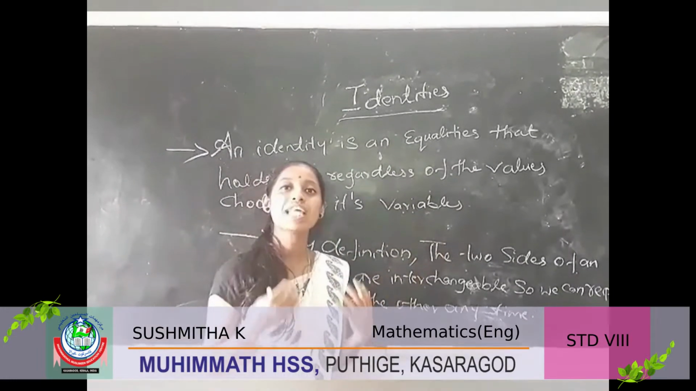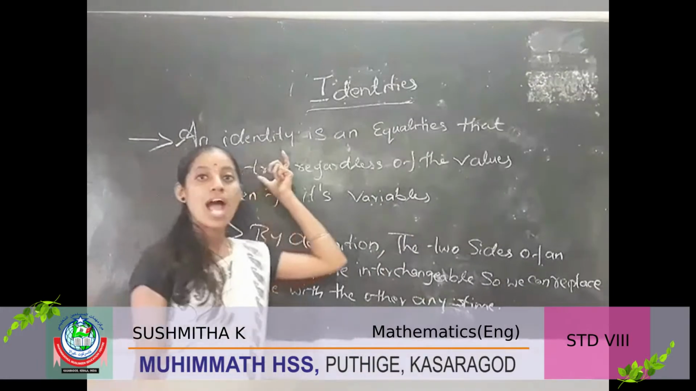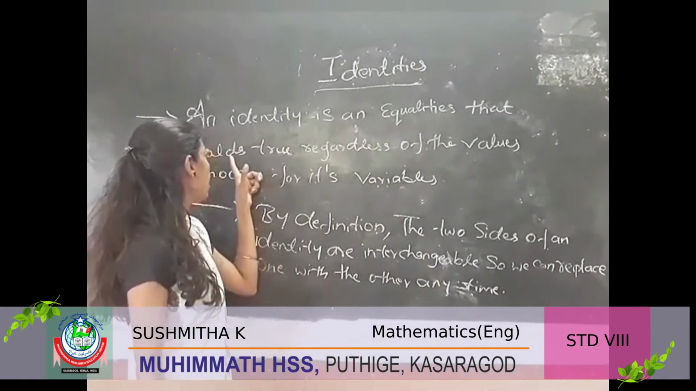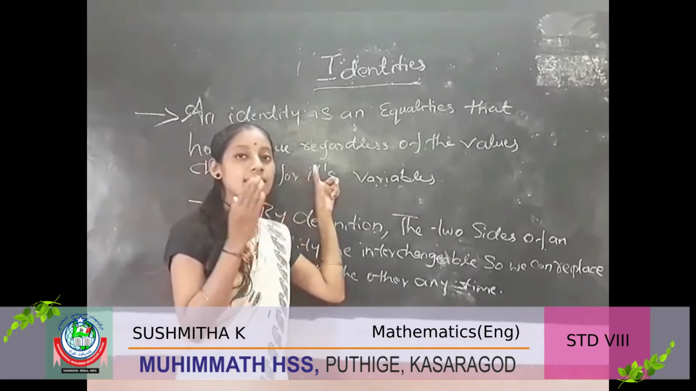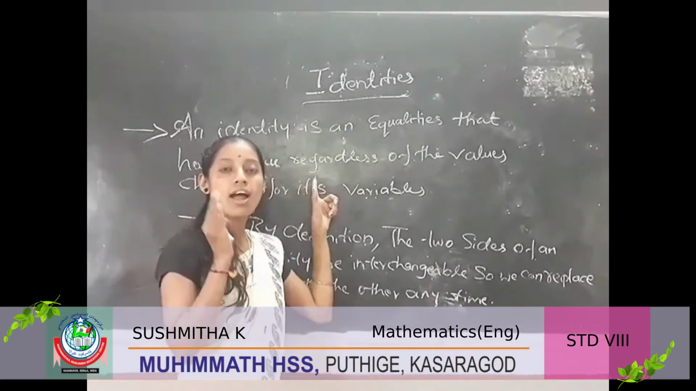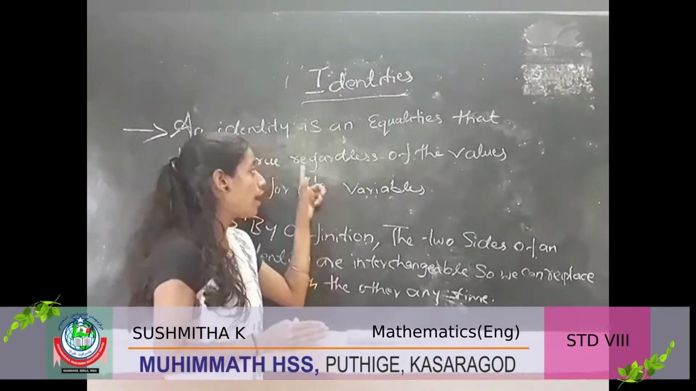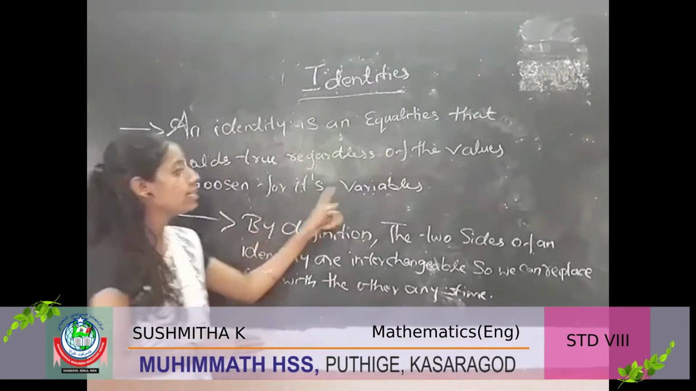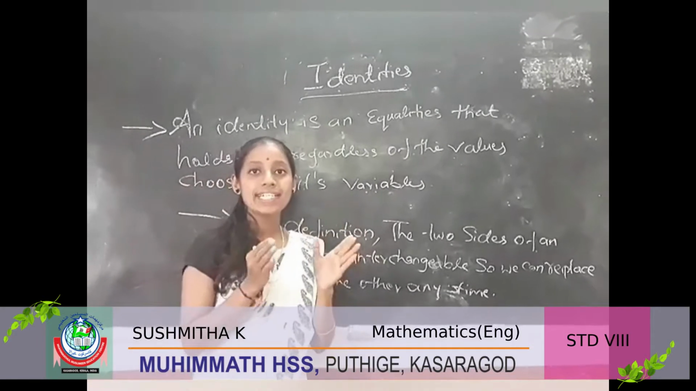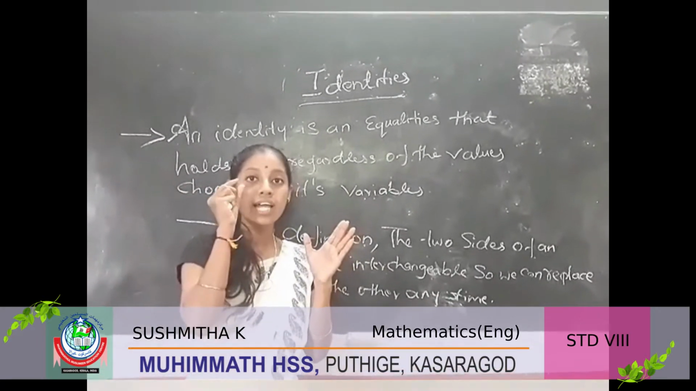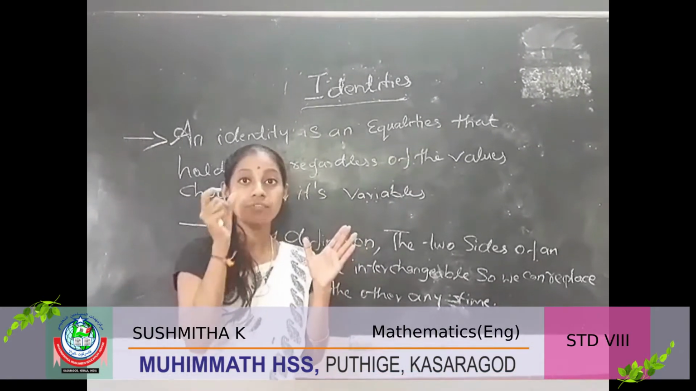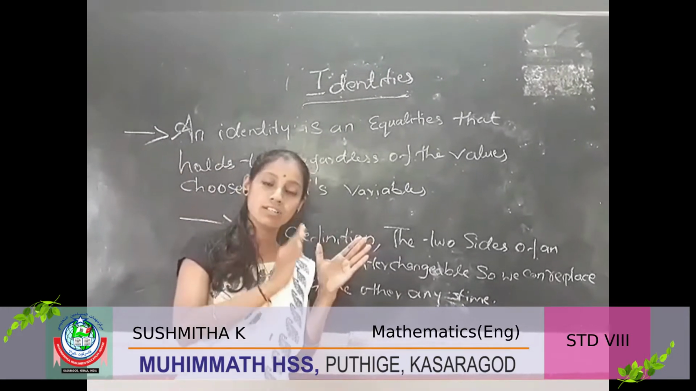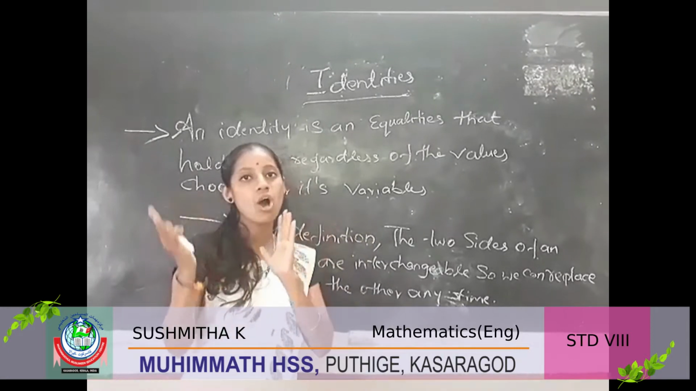So we can choose any variable. An identity is an equality that holds true, it is always true, and it holds regardless of the values chosen for each variable. So an identity is an equation. In that equation we can see the variables, and we can give any values to those variables. It will always be true.